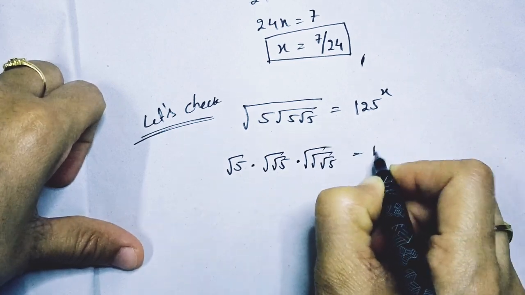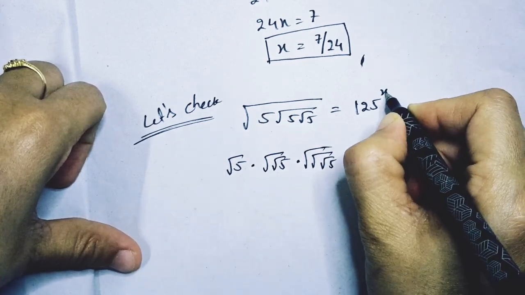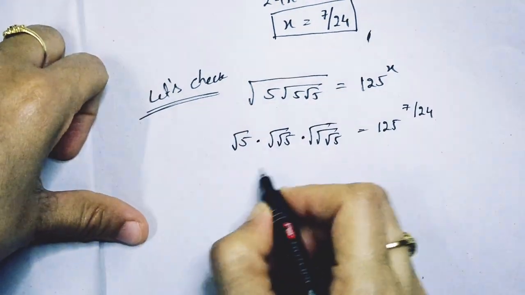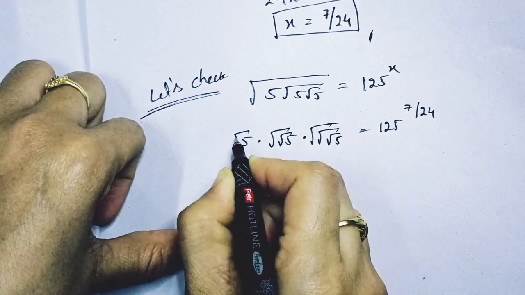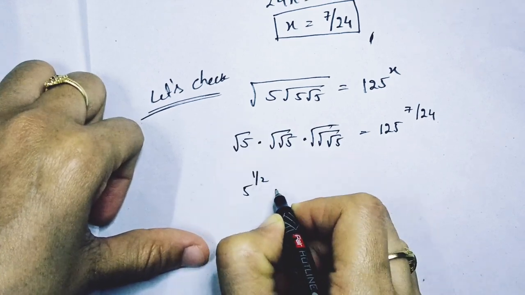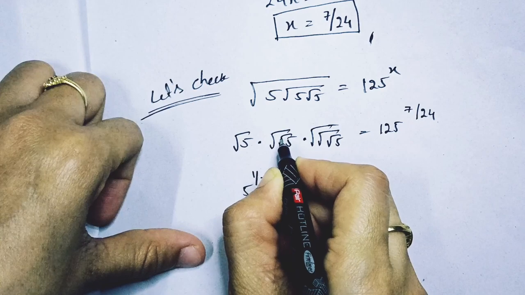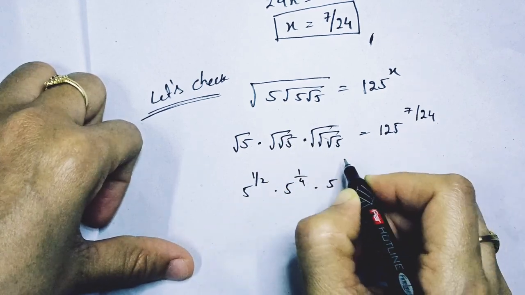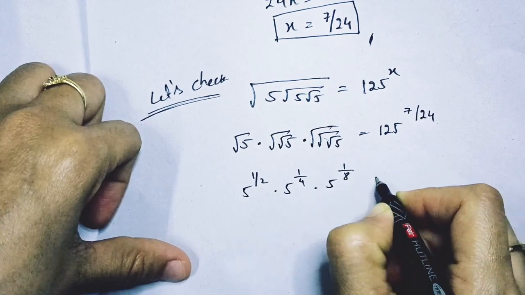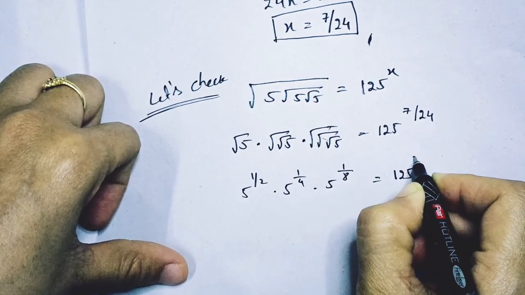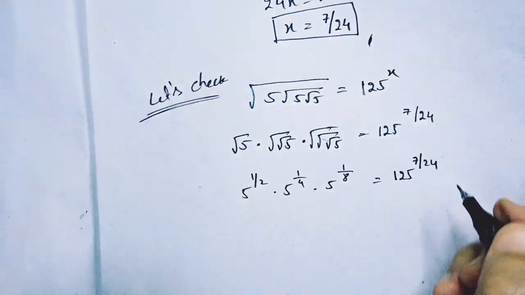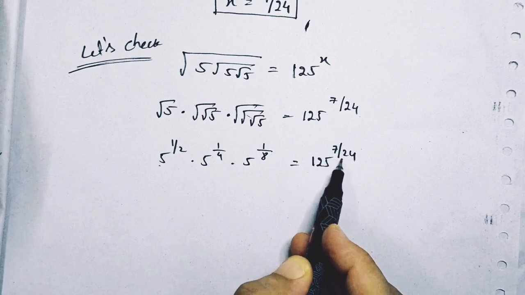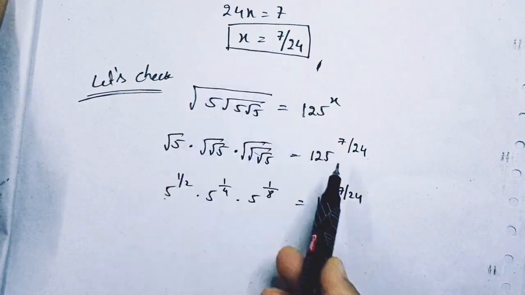Square root of 5 multiplied by square root of 5 multiplied by square root of 5 equal to 125 power x. What is the x value here? 7 by 24. So 5 power 1 by 2, square root means 1 by 2, multiplied by 5 power, 2 square roots is there, that's why 1 by 4. Here 3 square roots are there, that's why 1 by 8, equal to 125 to the power 7 by 24. Don't get confused, this is the value of x we got here.